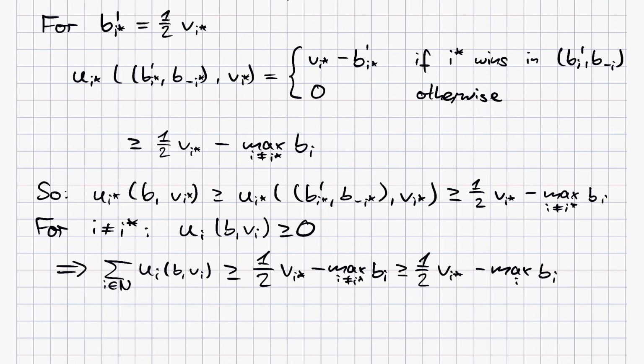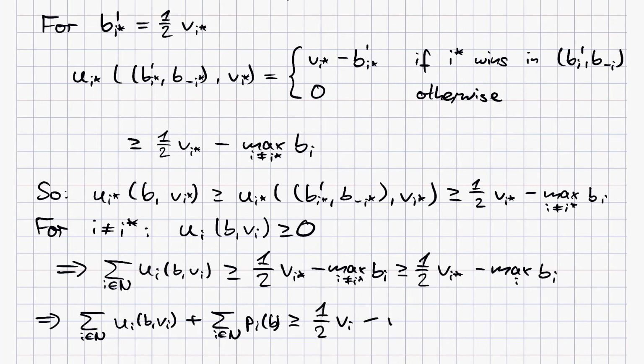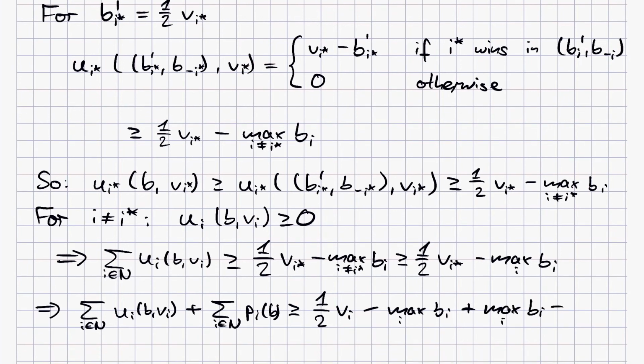And what does this mean for our social welfare? Our social welfare will be the sum of the utilities plus the sum of the payments. This will be at least a half times vi star minus the maximum bid. And what's the sum of the payments? The sum of the payments is exactly the maximum bid. So this will be a half times vi star.